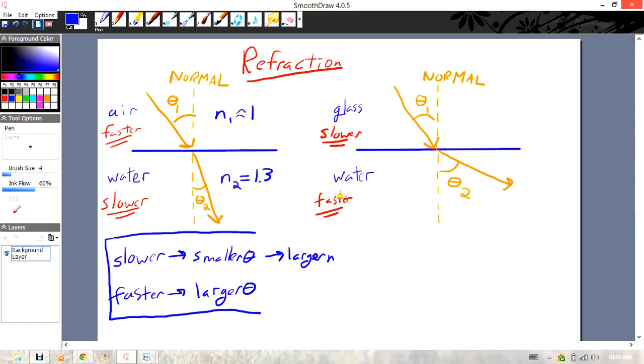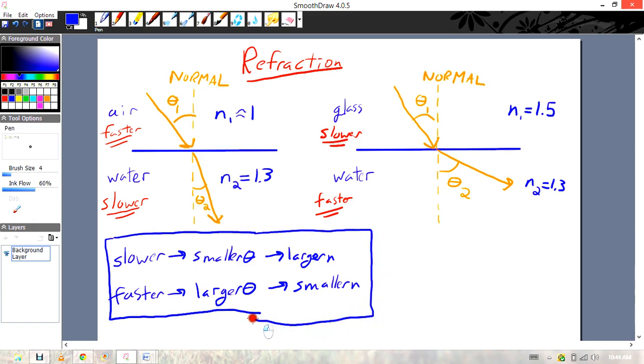And faster, of course, with respect to glass, which has an index of refraction of 1.5, because it is even slower than water. The smaller index of refraction here will have a larger angle because it is a faster substance with respect to the incident medium.